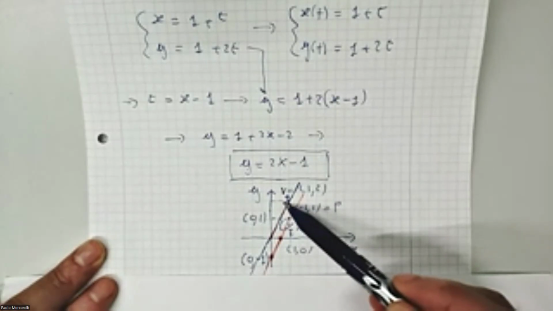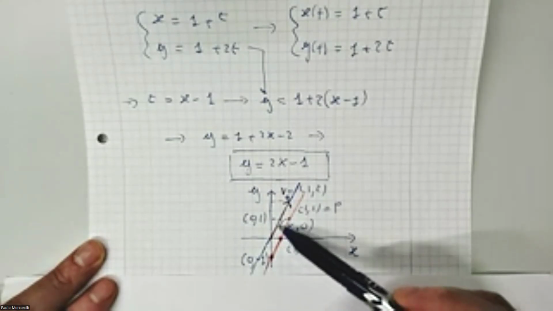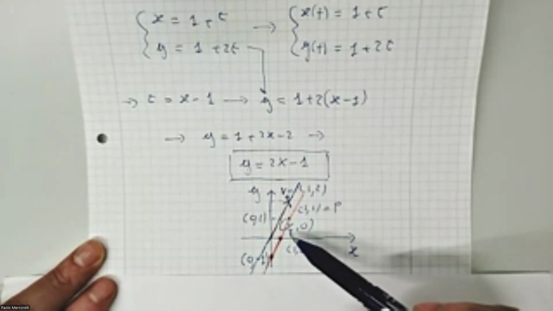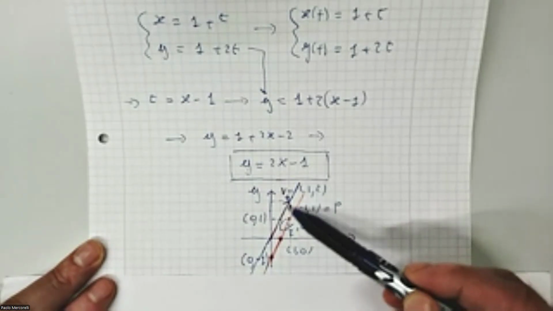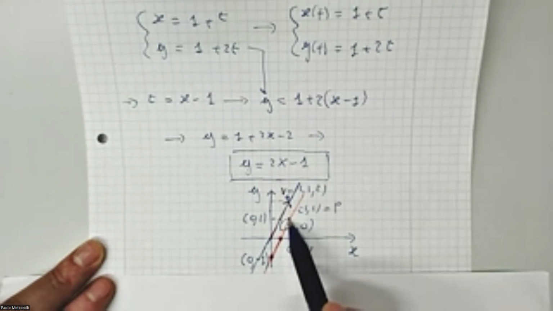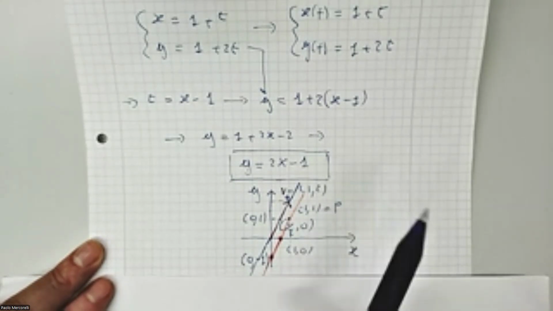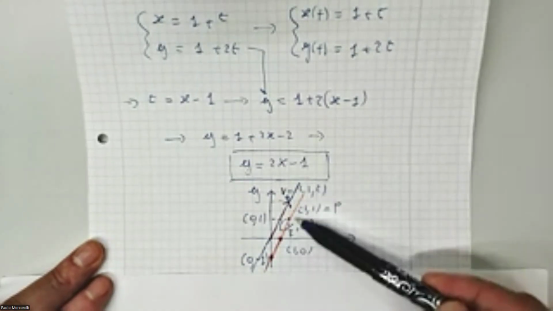(1, 2) is the vector which characterizes the direction. But the line characterized by this orientation should pass through the point (1, 1). This means I have to draw this line parallel to it.